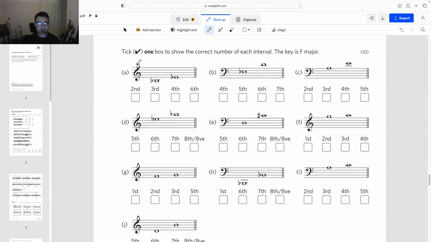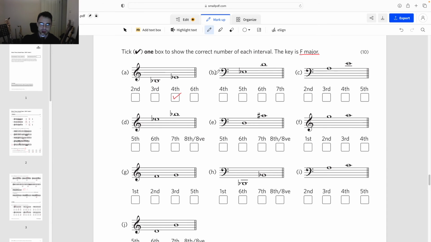Question A, we are in the treble clef, and that is a B flat. And we are counting up B flat, C, D, E flat. So 1, 2, 3, 4. So that's a 4th. All right, in the key of B flat major, that would be a 4th. All right, B flat to E flat, that would be a 4th. We're in the key of F major, however, but it doesn't hurt to think of these in different keys sometimes.